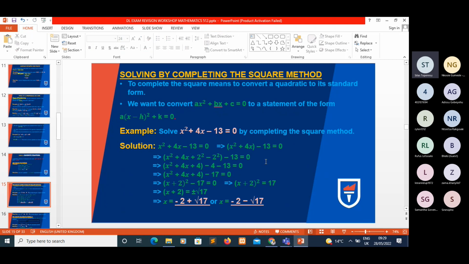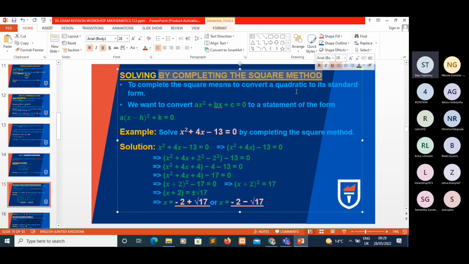So the other method that you can also use is called the completing the square method. It's a very complex method. It's a bit complicated, but there's no way to escape it if the question says solve using the completing the square method.